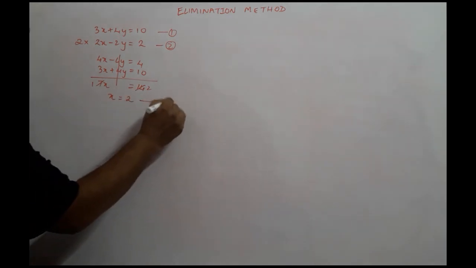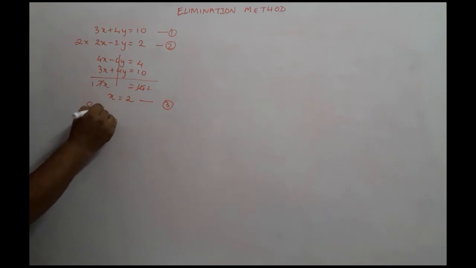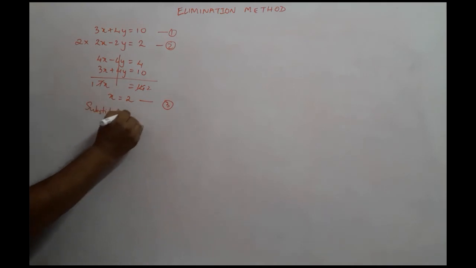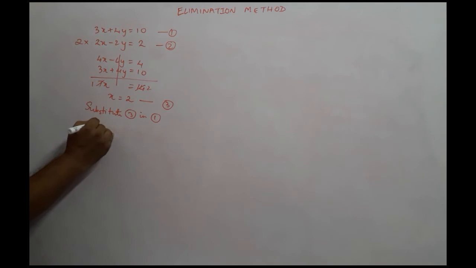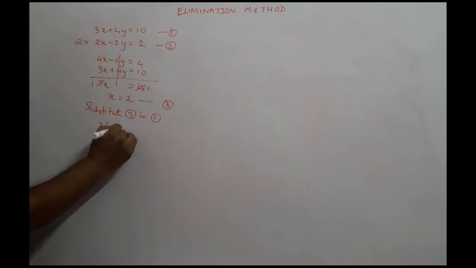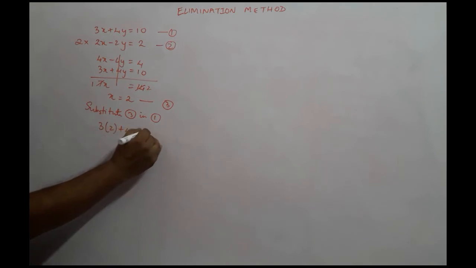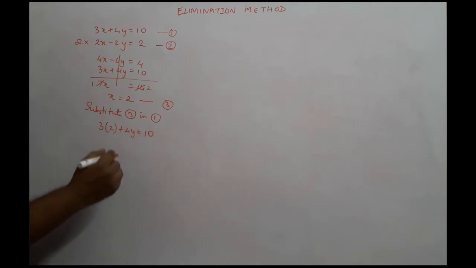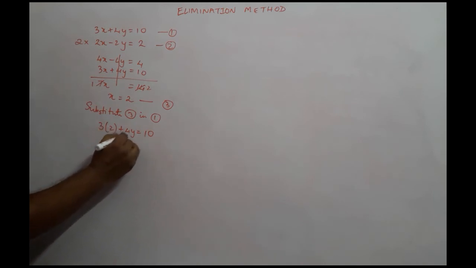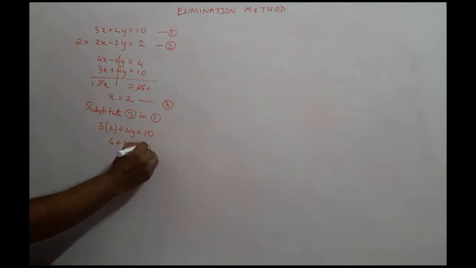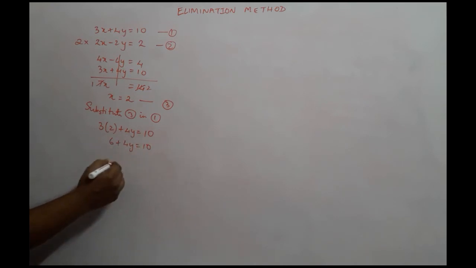We mark this as 3 and we say substitute 3 in equation 1. So 3x, instead of x I put 2, plus 4y equal to 10. Okay. 3 into 2 becomes 6 plus 4y equal to 10. 6 goes on the other side, becomes negative.